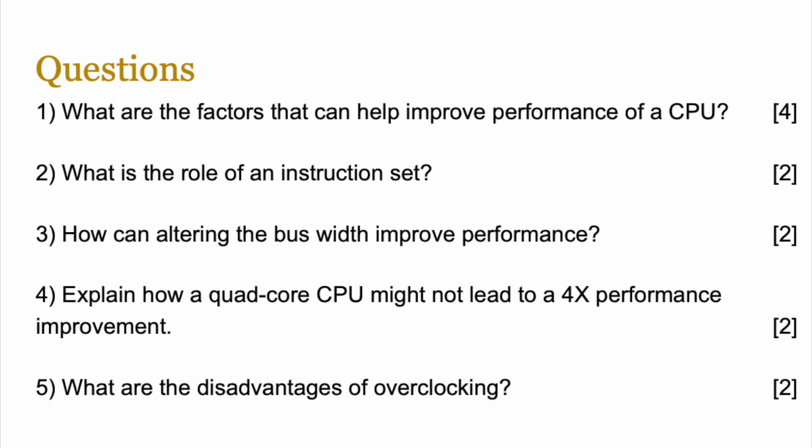Okay, that's all for today. Hopefully you should be able to answer the following questions. What are the factors that can help improve the performance of a CPU? What is the role of an instruction set? How can altering the bus width improve performance? Explain how a quad-core CPU might not lead to a 4 times performance improvement. And what are the disadvantages of overclocking?